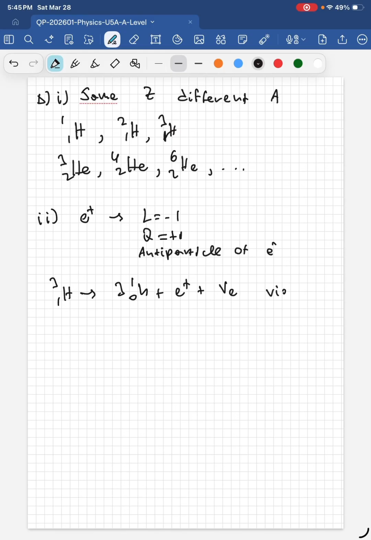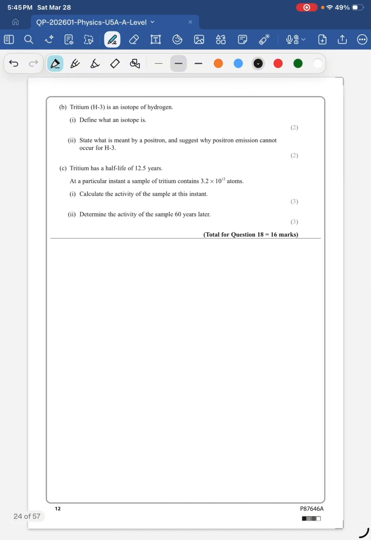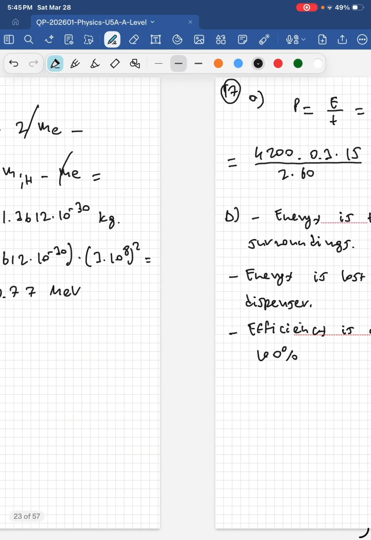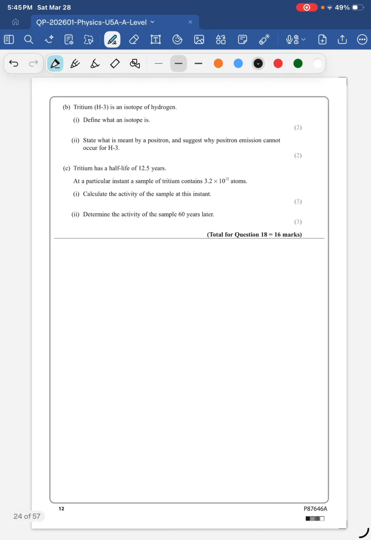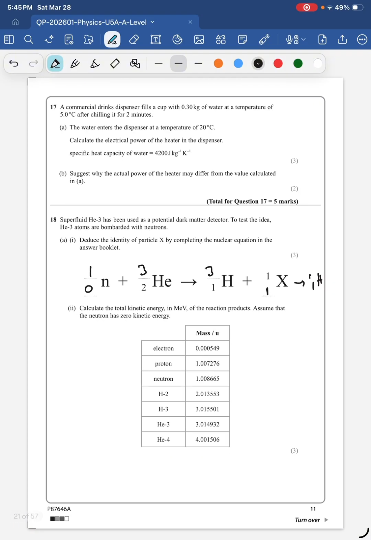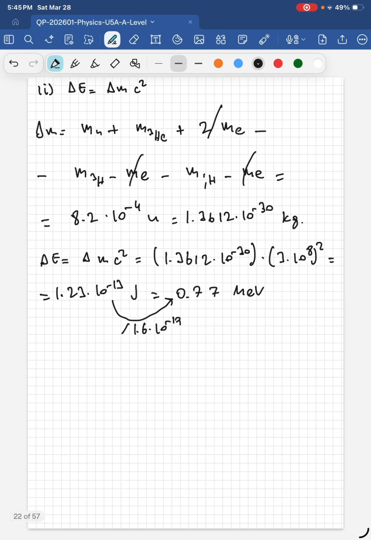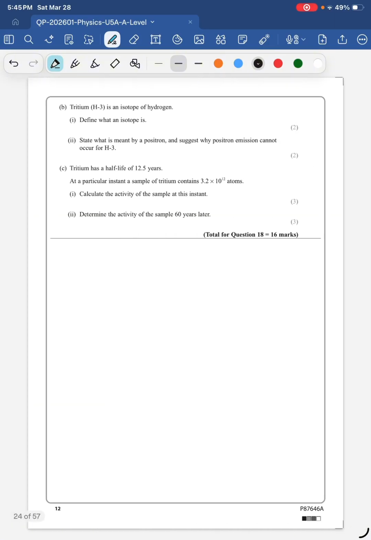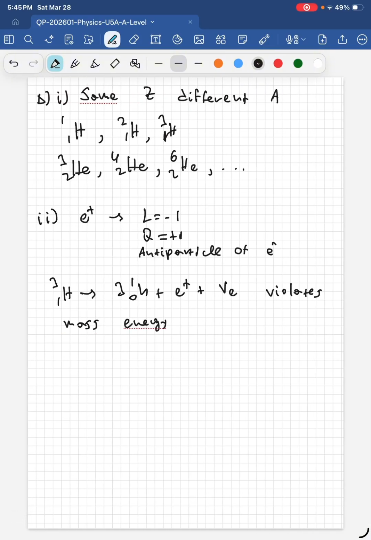Violates mass energy. Because 3 neutrons, let me see, do they have it here in the table? Here. Okay. So 3 neutrons are actually heavier than hydrogen-3, so that's impossible. So this situation violates mass energy.